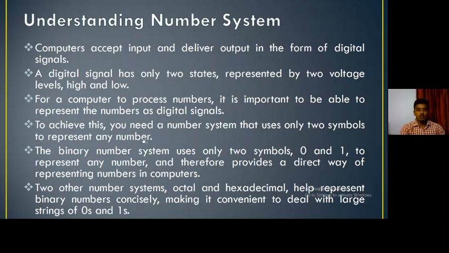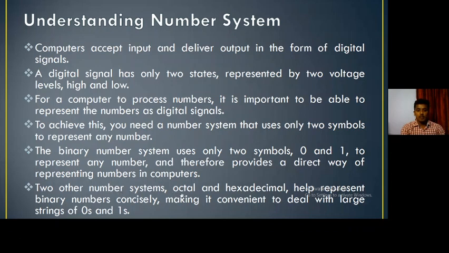So what the computer needs in digital signal form is binary signals, in binary number form, only two symbols, that is 0 and 1. So we need this concept called the binary number system. Usually only two symbols: bi means 2, so two symbols, and deci means 10, so that's why 10 numbers, 0 to 9. Bi means 2, that's why it has two symbols, 0 and 1, to represent any number, and therefore provides a direct way of representing numbers in computers.